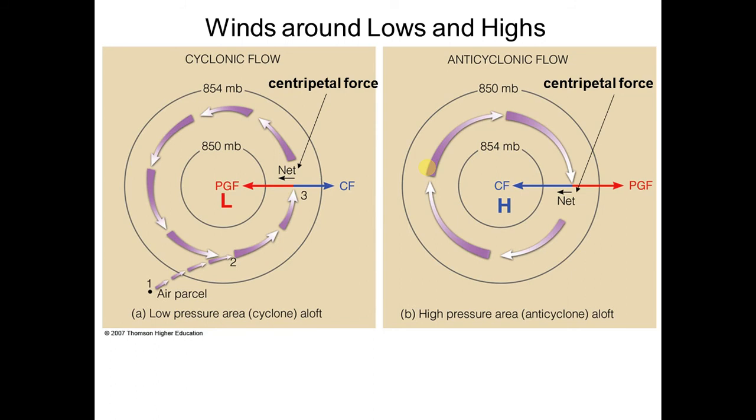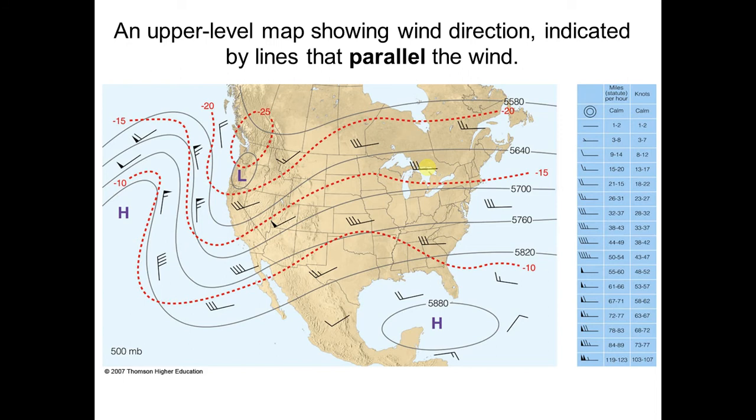And here's the same figure you saw now with centripetal force shown as that net inward directed force. Okay. An upper level weather map shows wind direction indicated by lines that parallel the winds. As you see, you've seen this before.